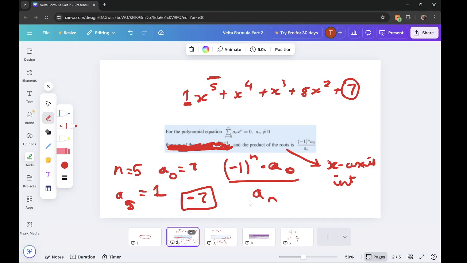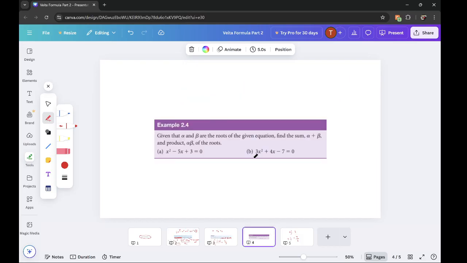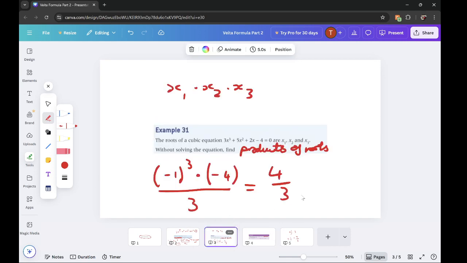These Canva slides will be linked below in the description. And there is an example question for you to attempt. I want you to focus on the product this time. So find the product of the roots of these two equations, and the answers are given on the next slide.